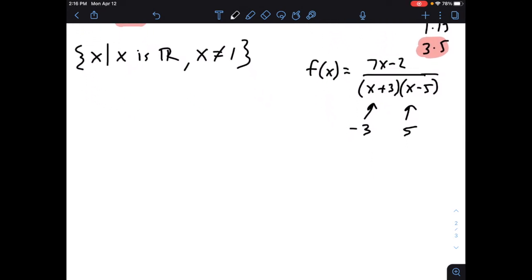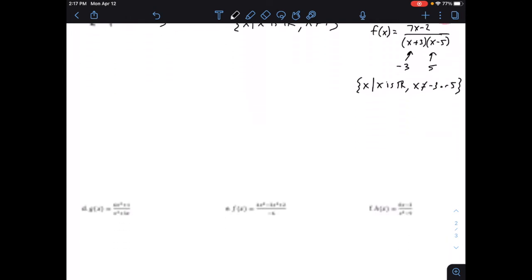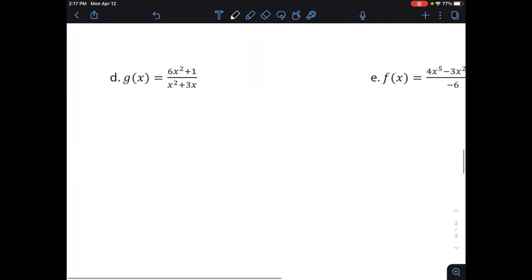So my domain is going to be x such that x is real, but then x is not equal to -3 or 5. Okay, so I just excluded those two numbers now because I was able to factor that trinomial into two binomials. So we always want to think factored form and simplified form in order to find the domain. All right, let's look at another one.